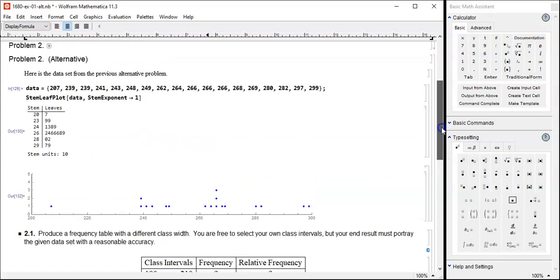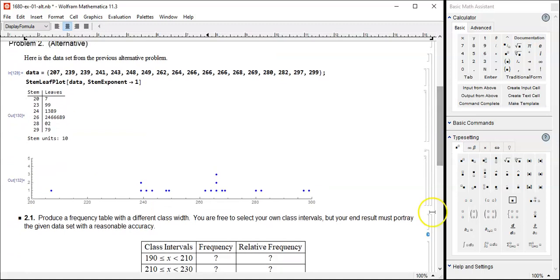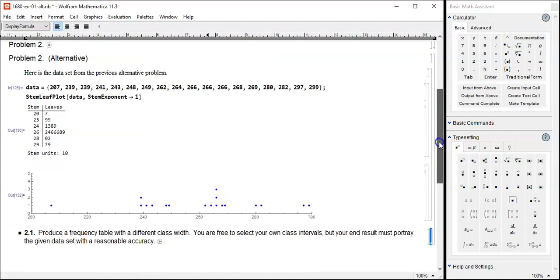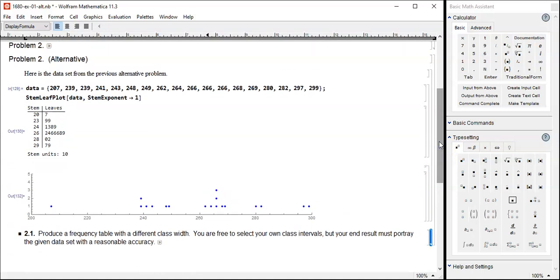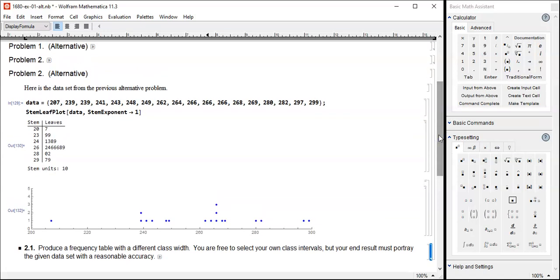This problem gave you freedom. So you do whatever you think is appropriate. Just remember one thing. In 1000 level, we are dealing with only the class intervals of the same width. If you have variable width, then things are quite a bit different. And in the 3000 level course, Math 3680, that's where we cover it. In 1000 level, we don't consider that.